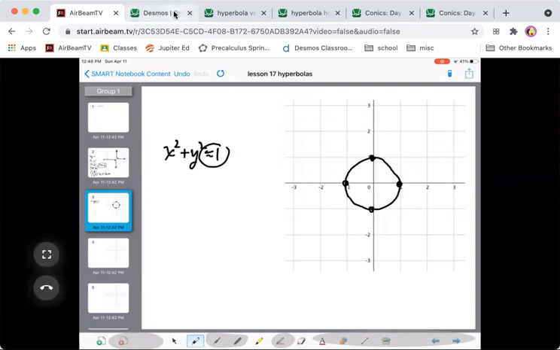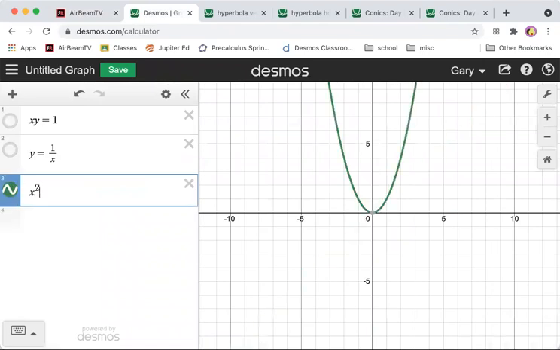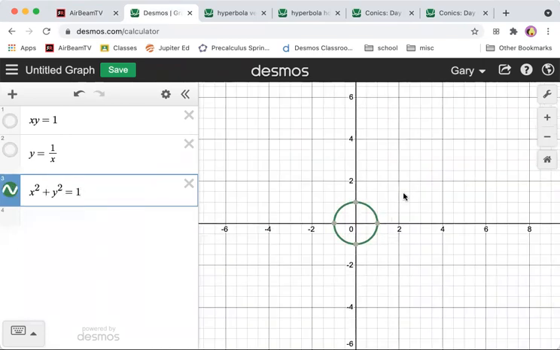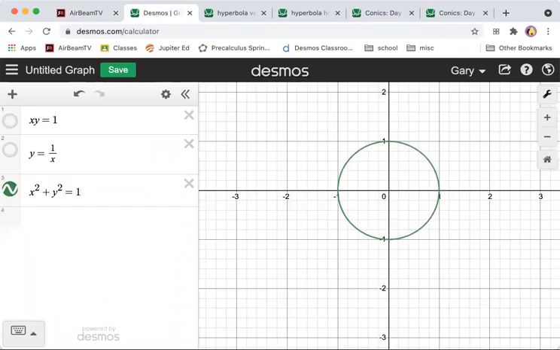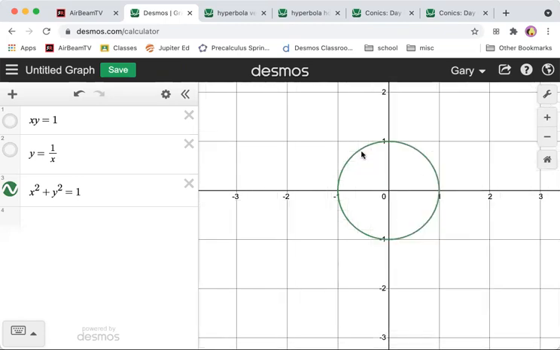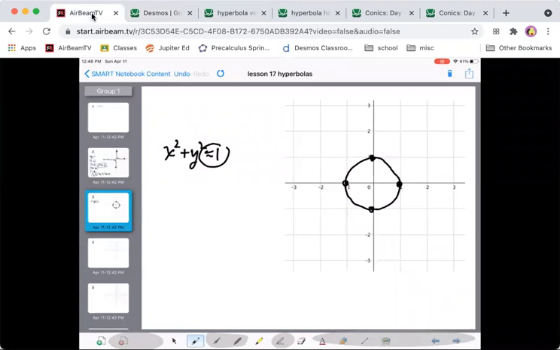If I come over to Desmos here, and I type in x squared plus y squared equals 1, and I zoom in on that. Now, what would happen if I were to change this plus sign into a minus sign? So I have this, and the question is, what about x squared minus y squared equals 1? What do you think that looks like?